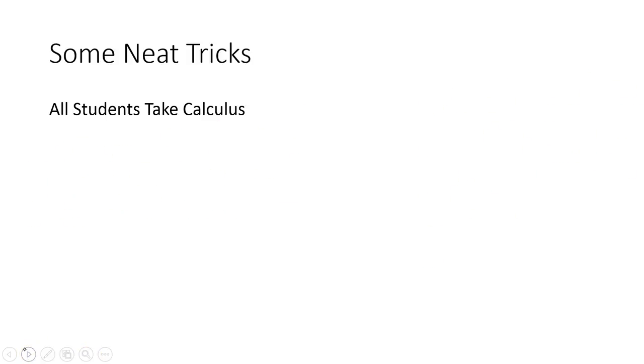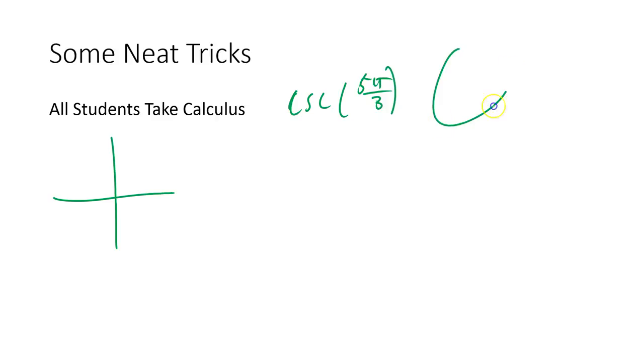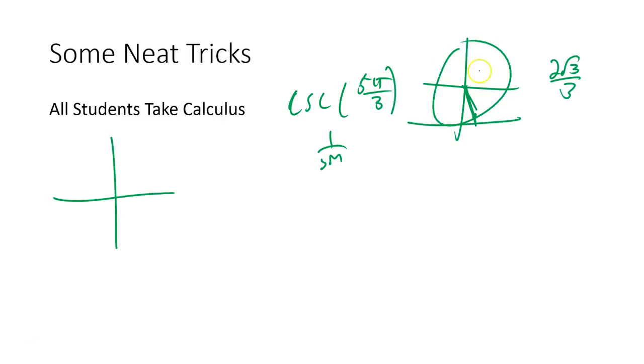All right, next up, all students take calculus. This one has to do with where things are positive and where things are negative. Say you have a cosecant of 5 pi over 3. 5 pi over 3 is this value right here. I know it's the cosecant line because it's a co-function, and we extend it out. It's the length of this line, which looks short, so it's 2 root 3 over 3. But then, is it positive or negative? The way I remember that is that it's 1 over sine, and sine there is negative, so it's going to have to be a negative value.